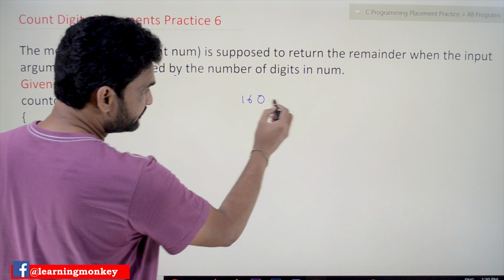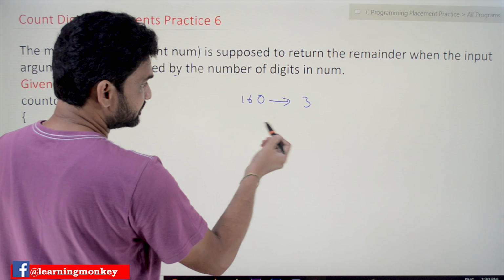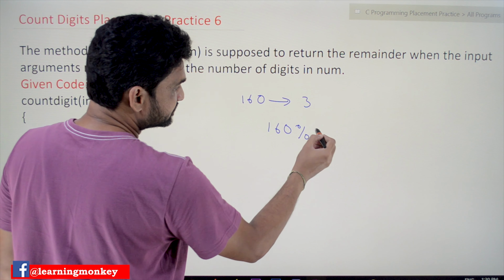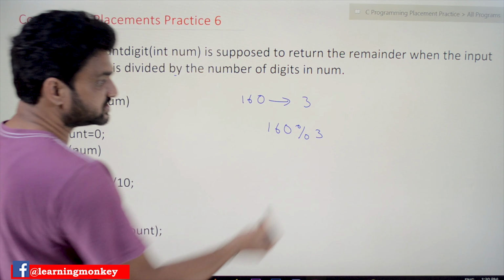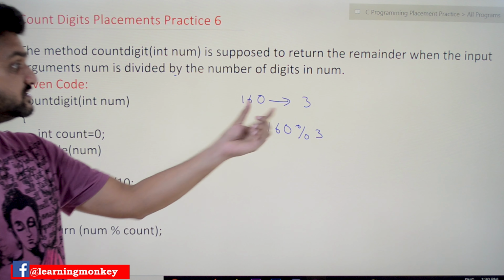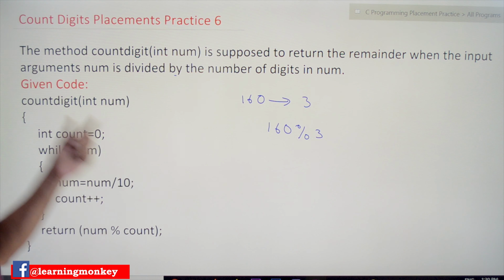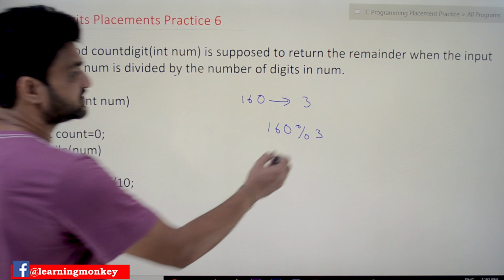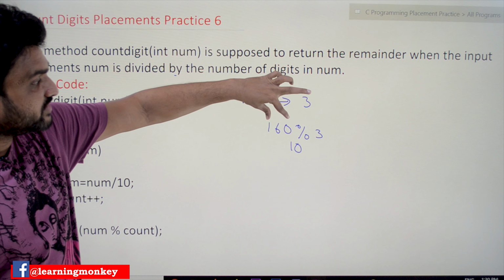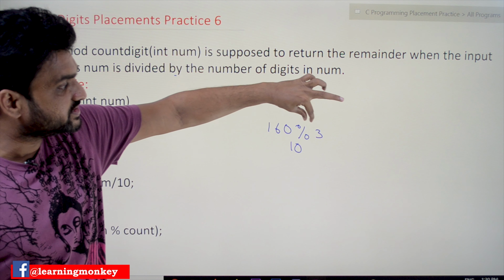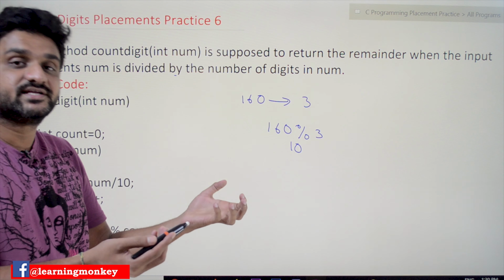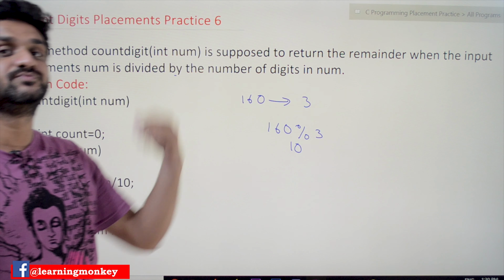So what are the number of digits in this num? It is 3. So modulus division is done on 160 to get the remainder, and that remainder is returned by this function. What is the remainder? It is 10. The number provided undergoes modulus division by the number of digits, which is 3, and the remainder has to be provided.